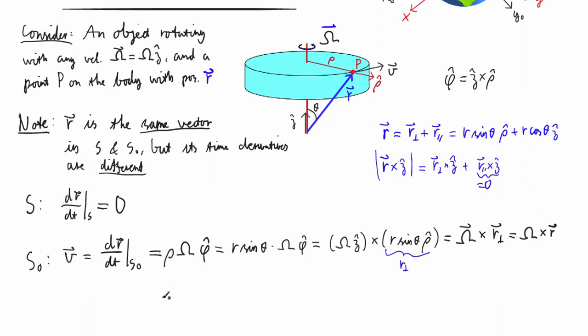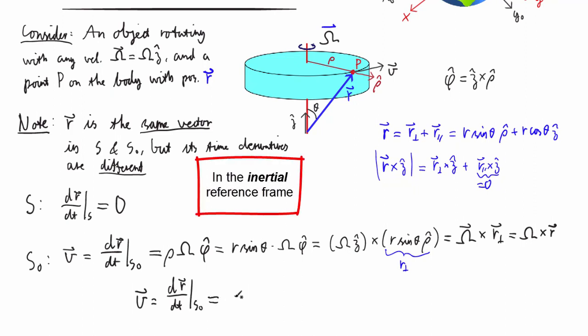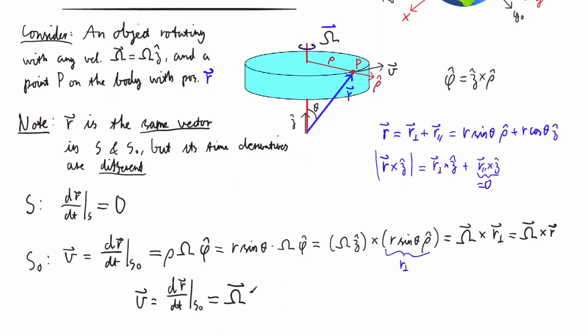In other words, we will get that the velocity, and that's the velocity seen in the non-inertial reference frame, that's important to note, is the angular velocity vector omega cross the position vector r. And that's the main result from this video. In the next video we're going to generalize this and then use it to derive an addition formula for angular velocity.